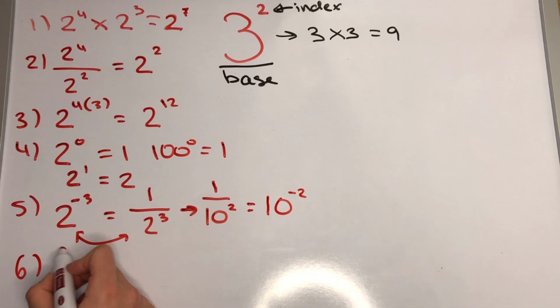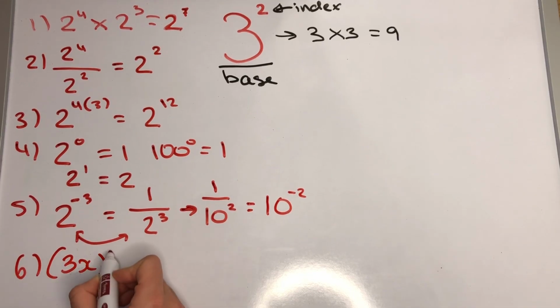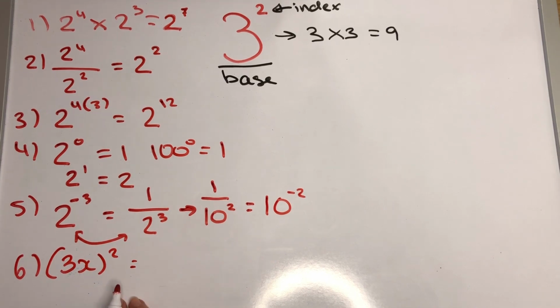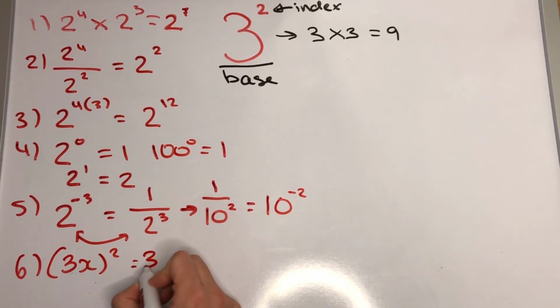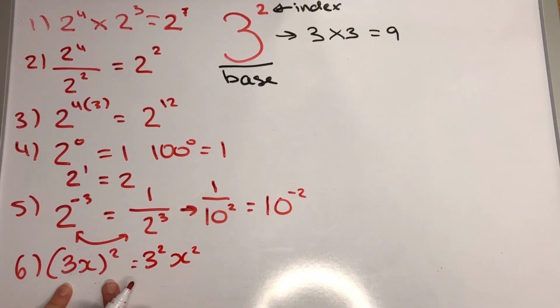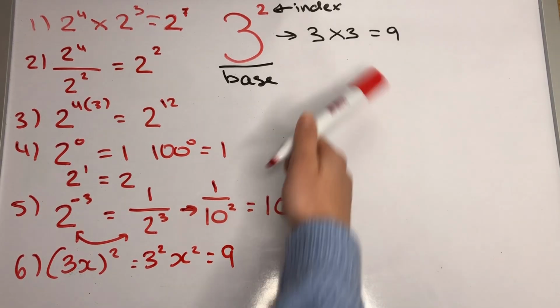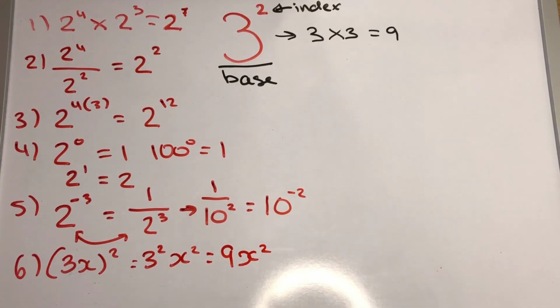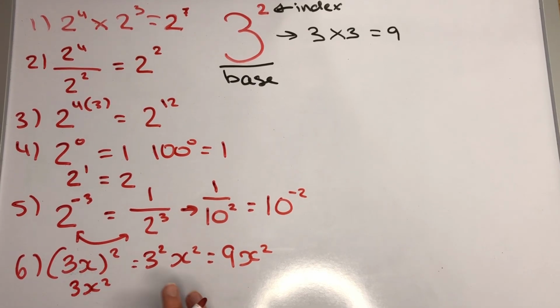For the sixth rule, for example, you have 3x all raised to the power of 2. What this basically means is that you are taking this 3 and you're squaring it, but you're also taking the x and you're squaring it because it's within the bracket, and the bracket itself is being squared. So 3 squared is equal to 9, as we said, and x squared, well, that's just x squared. Now, but say for example, if you have 3x squared without the bracket, the rule will not apply.